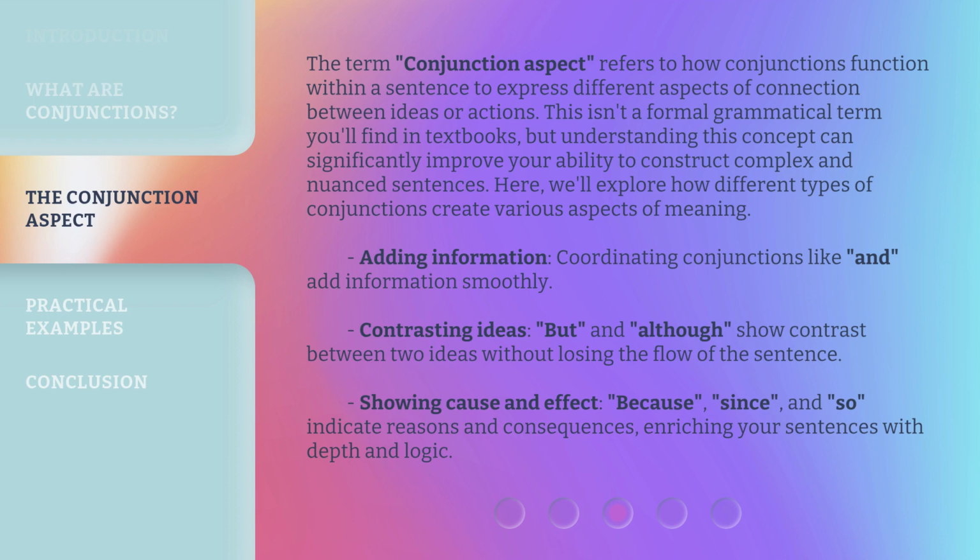Adding information. Coordinating conjunctions like and add information smoothly. Contrasting ideas. But and although show contrast between two ideas without losing the flow of the sentence. Showing cause and effect. Because, since, and so indicate reasons and consequences, enriching your sentences with depth and logic.